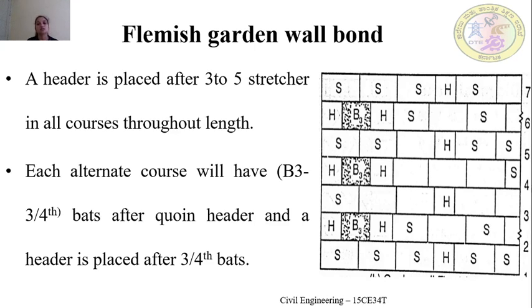Similarly, alternate courses will have a header at the coin, next to the header 3/4 bats are provided, and next to the 3/4 bats, one more header will be placed. Then again 3 stretchers, 1 header, 3 stretchers, 1 header. Again, alternate courses will have a header at the coin, next to the coin header a 3/4 bat, and next to the 3/4 bat a header will be placed, and the process goes on like 3 stretchers, 1 header, 3 stretchers, 1 header.